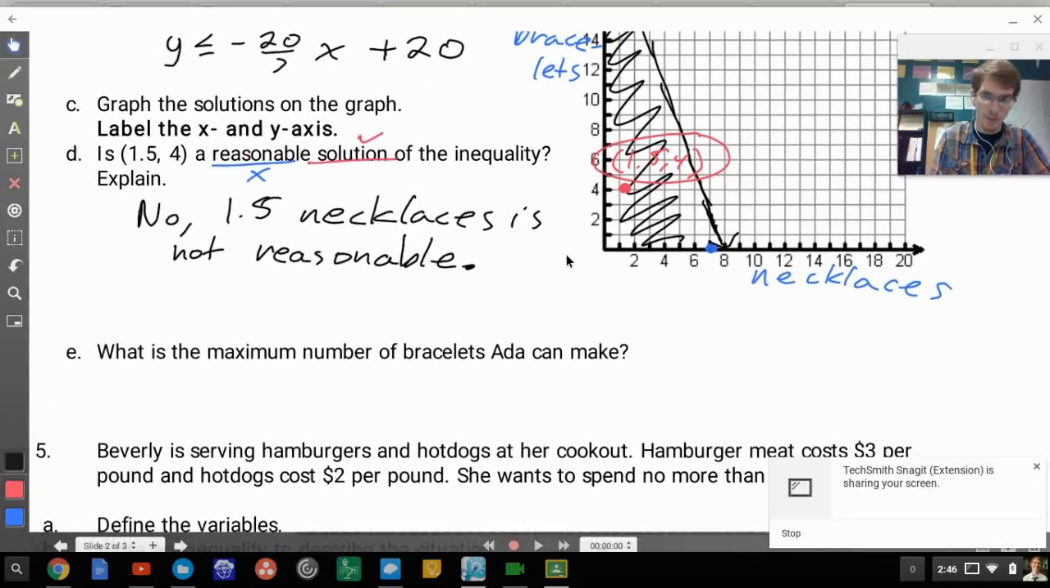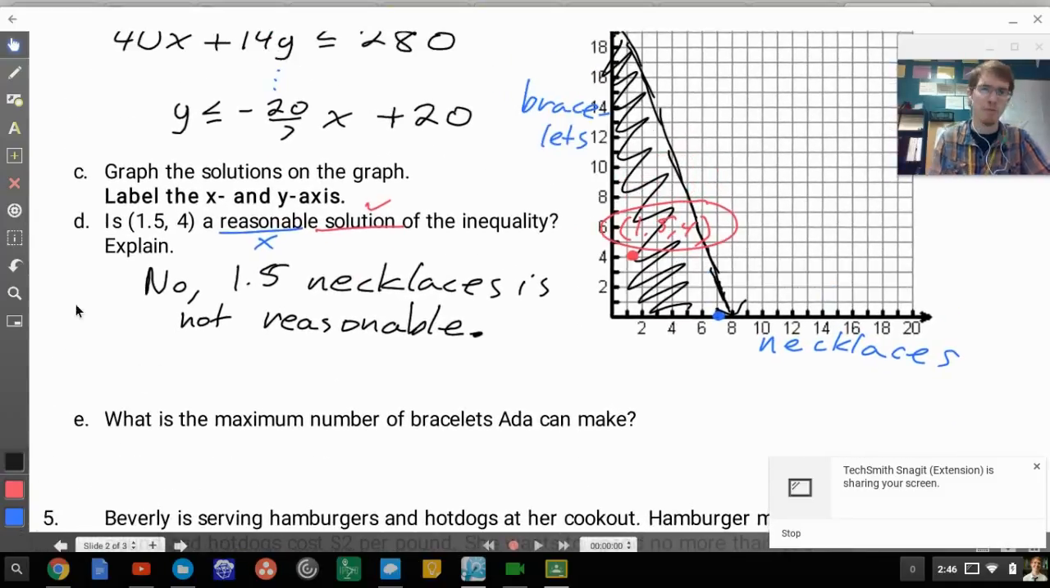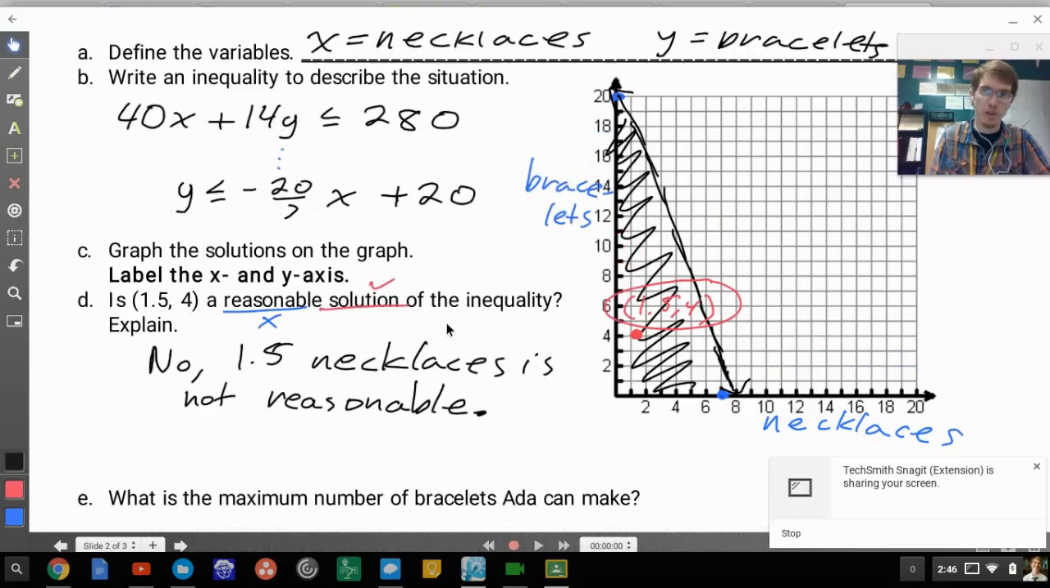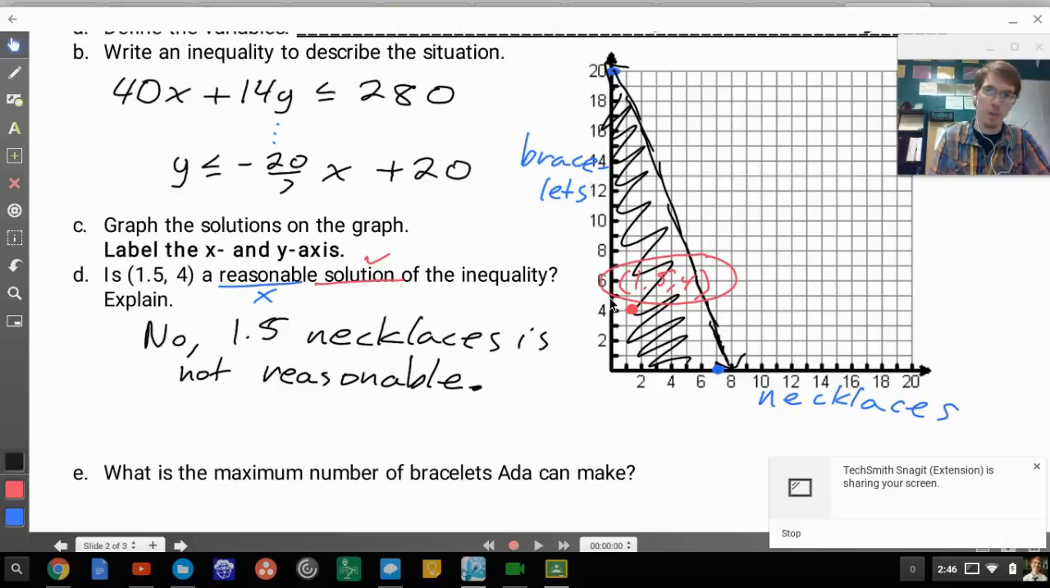Now the last question of this is, what's the maximum number of bracelets that Ada could make? According to our graph, the highest number on the y-axis, the bracelets we could get, is 20. So 20 bracelets.